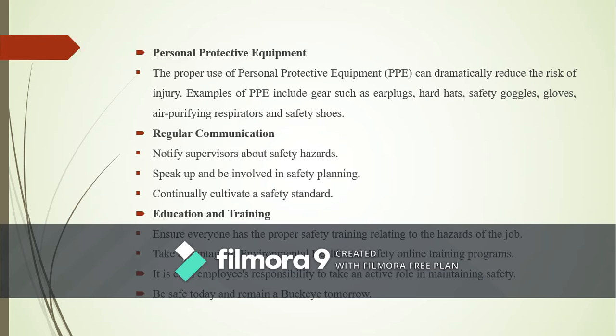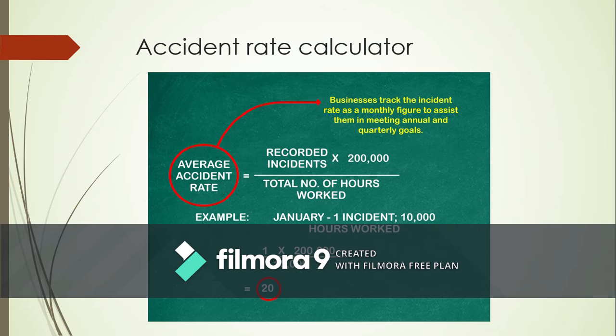prevention at workplace. So how to calculate accidents? How can we calculate? So this is one small formula that was generated. Average accident rate is equal to recorded incidents during a month into 2 lakh by number of hours worked.